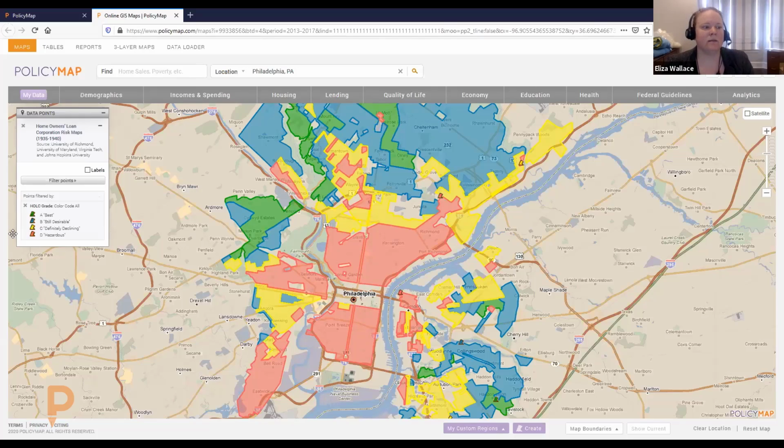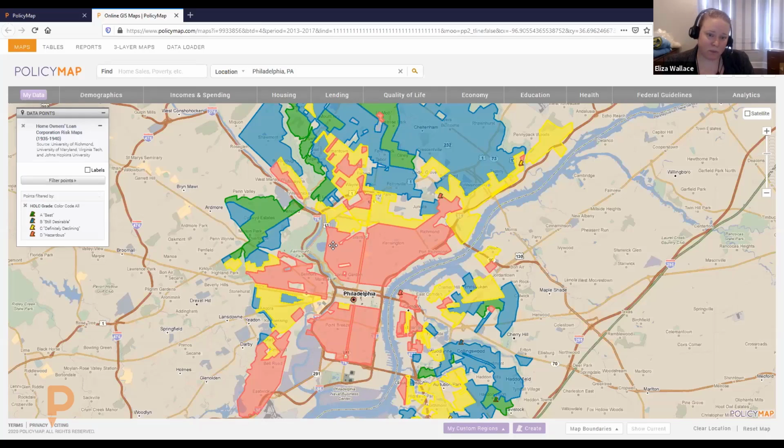But some of the reasons, at least in some of the early maps, the areas were considered hazardous specifically because they had high minority populations. So you can see some of these inequities and some of these effects are really, really long lasting.